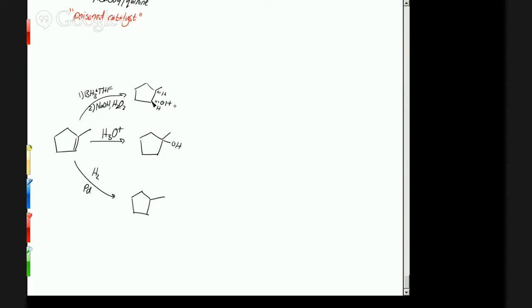And that's going to give us the syn addition, right? So we're on the same side. It's actually going to give us both enantiomers.